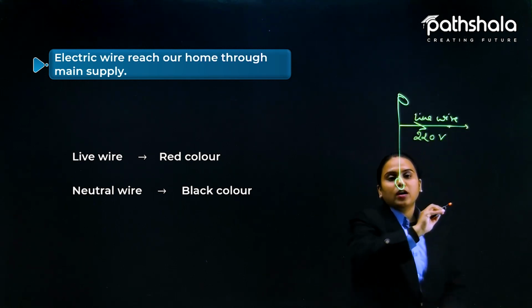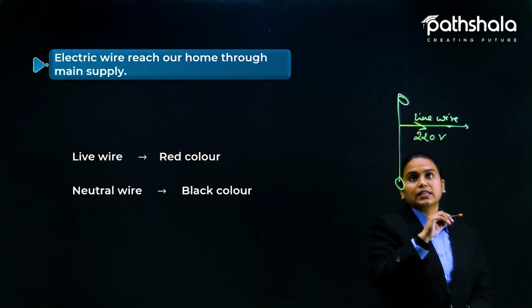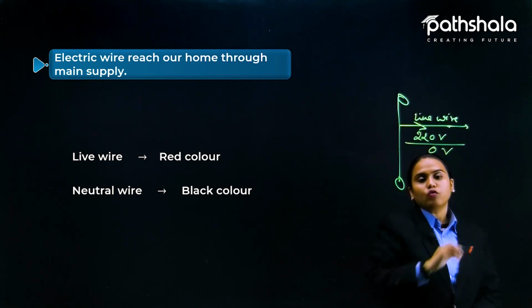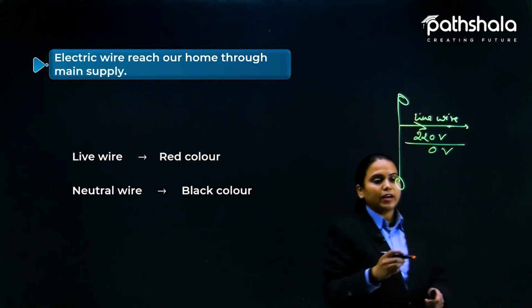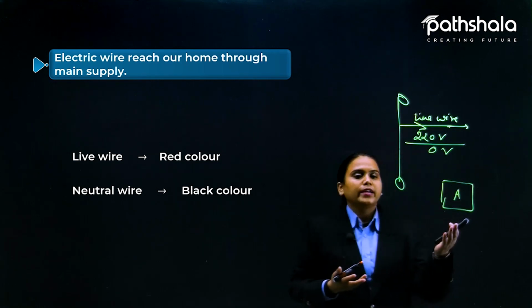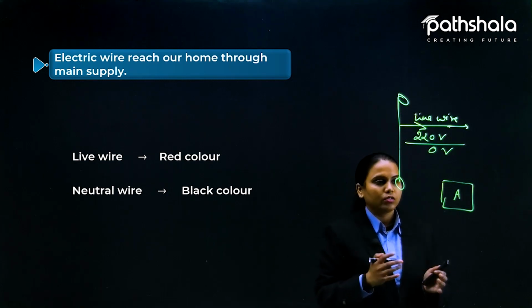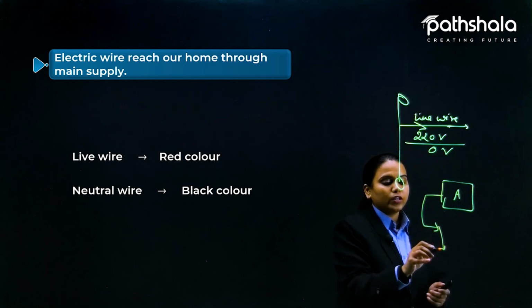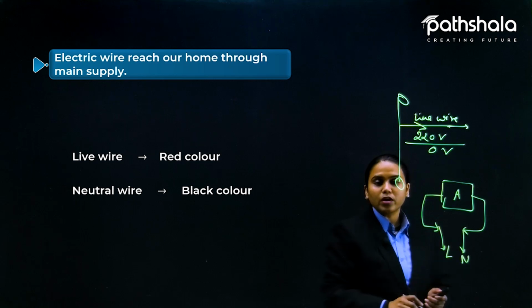Now this is coming to our house, that is of red color. But one more thing that is coming to our house is the neutral wire, which has 0 volt, no volt at all. Let's suppose this is some appliance, you can take it as a cooler or a fridge or anything that you use in your house. So here we have one wire connected to the live wire, and here we have another wire connected to the neutral wire.